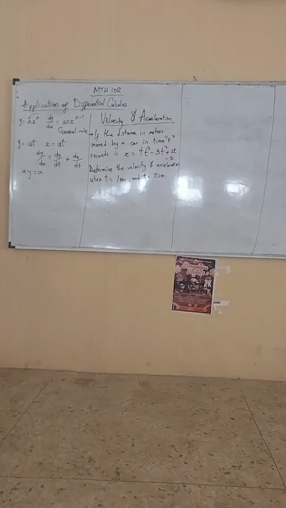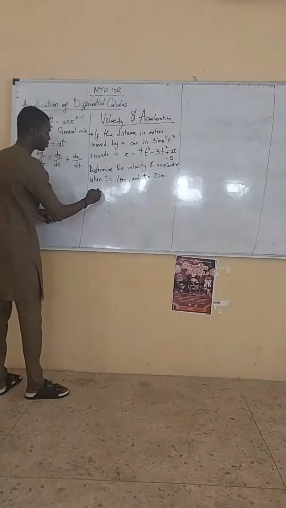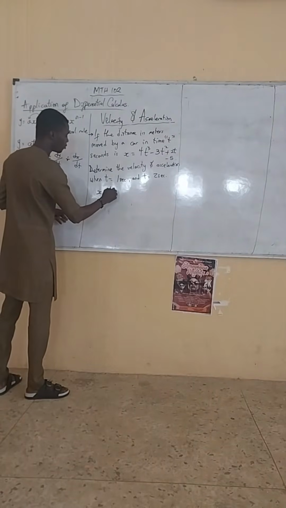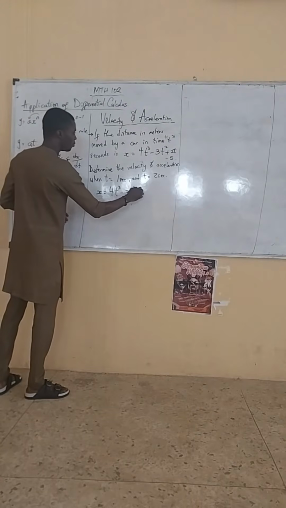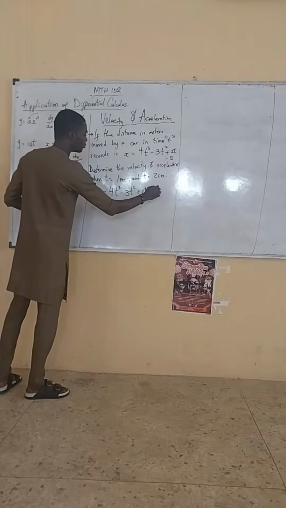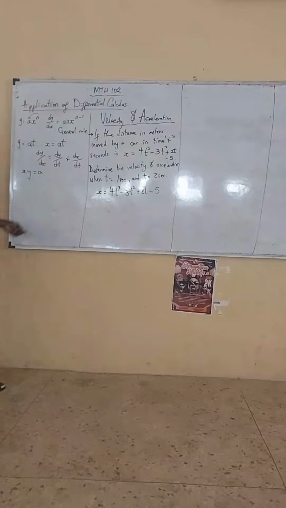In velocity and acceleration, if the distance in meters moved by a car in time t seconds is given as x equals 4t cubed minus 3t squared plus 2t minus 5, we have to find the velocity and the acceleration at time 1 second and 2 seconds. So what we have to do is this.